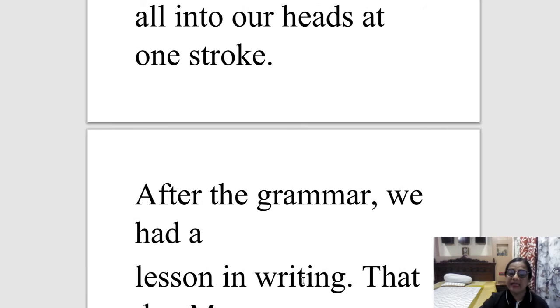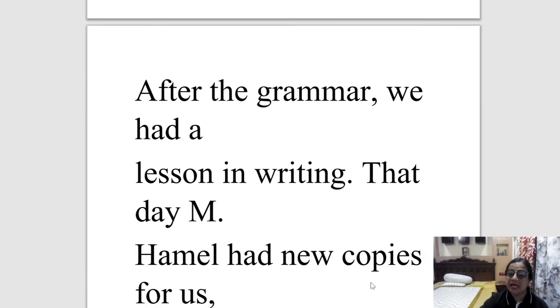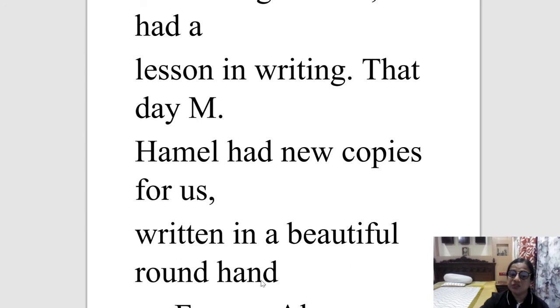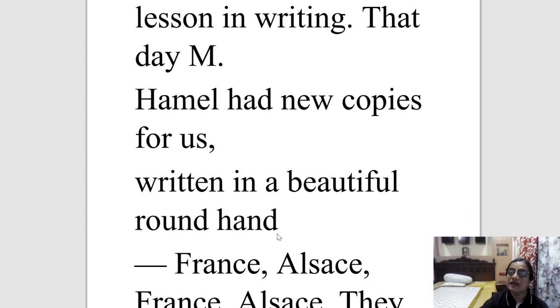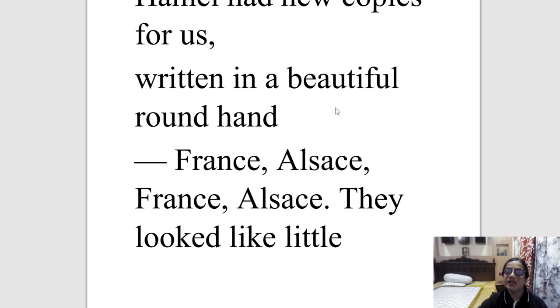After the grammar, we had a lesson in writing. That day, M. Hamel had new copies for us, written in beautiful round hand. So after the grammar lesson, what happened? They had a lesson on writing, and M. Hamel had made small notebooks, and on those new copies, what was written? France, Alsace. The small notebooks were appearing as flags on the desks, written in a beautiful round hand: France, Alsace, France, Alsace.